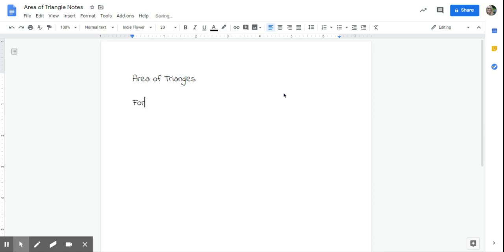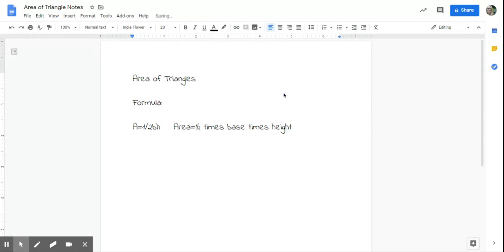Okay, so first we need to talk about the formula. There's two ways that you could write the formula. One way is area equals 1/2 times base times height. And I'm actually going to write out what that means. I want you to do the same. Area equals 1/2 times base times height.